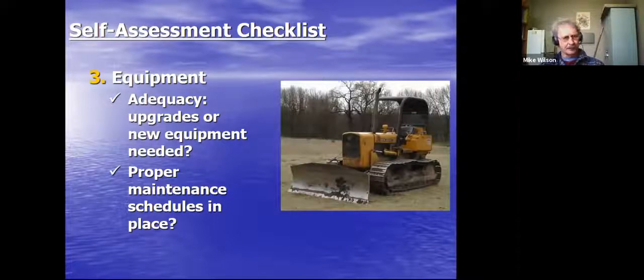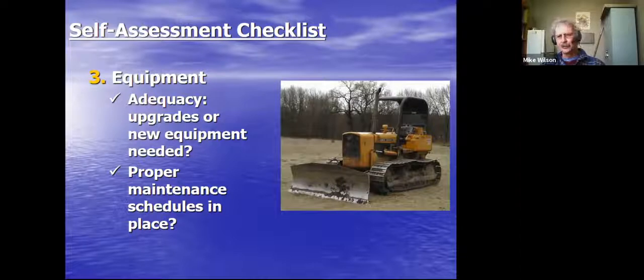Number 3 is equipment. The adequacy, upgrades, or new equipment needed. Earlier when I mentioned cleaning equipment, it is also important in terms of tracking oil leaks and stuff like that. It gives you an idea of when you need to replace that equipment. By inspecting and cleaning that equipment regularly, you now have all of that data.